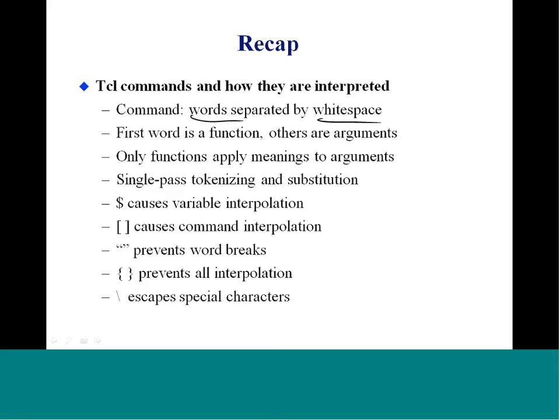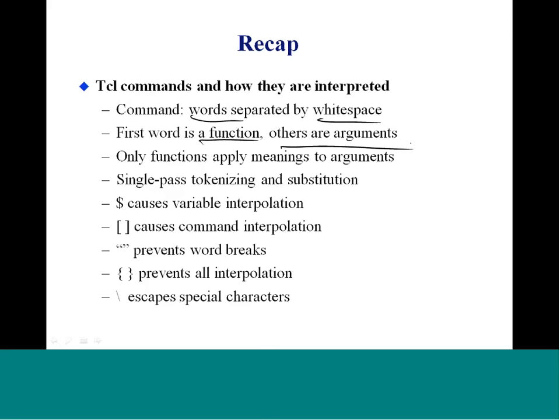So coming back to Tickle commands, the Tickle command is, as I mentioned, words separated by white space. The first word is a function and all the others are arguments. Only functions apply meanings to the arguments. As I said, Tickle itself does not have any kind of grammar, so the function really applies the meanings to the arguments. It's always single pass tokenizing and substitution.